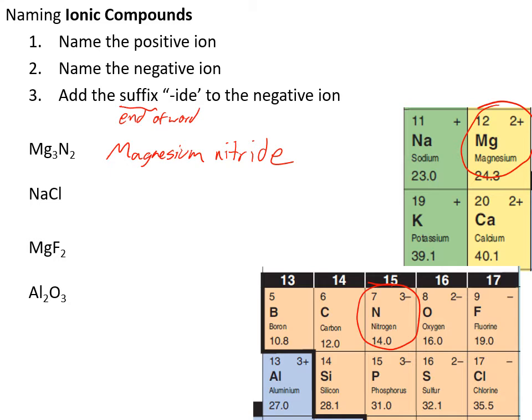I do the same thing for the next one. Name the positive ion first, sodium. Name the negative ion second, and we look it up and it's chlorine. I take the old suffix, "ine," get rid of it, and write "ide." So it becomes sodium chloride. You can put the video on pause and try doing these other 2 right here, and I'm going to come up with the answers.